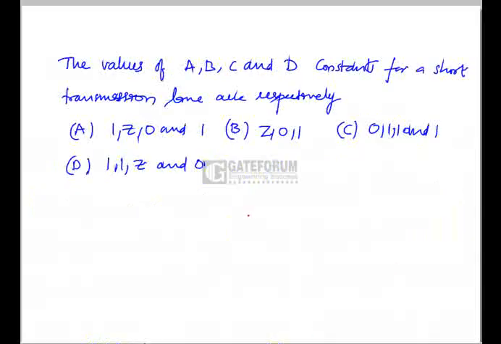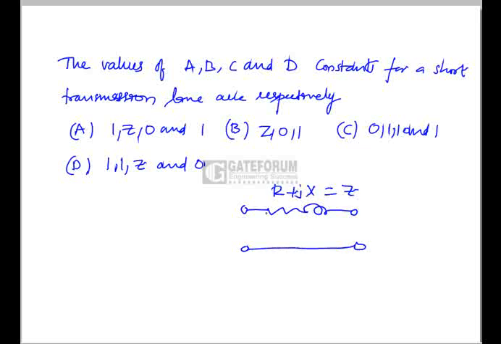The values of ABCD constants for a short transmission line are respectively. Now what is a short transmission line? A short transmission line consists of resistance and inductance. Capacitance is taken as negligible, 0. So this is R plus jX, which is equal to Z. Let us take this as the sending end voltage and sending end current, and this one as the receiving end voltage and receiving end current, VR and IR respectively.